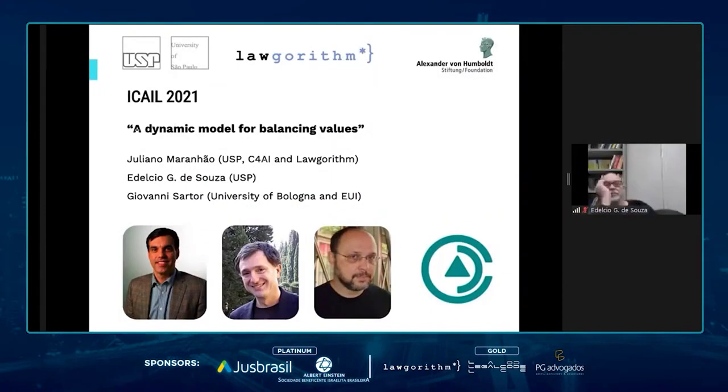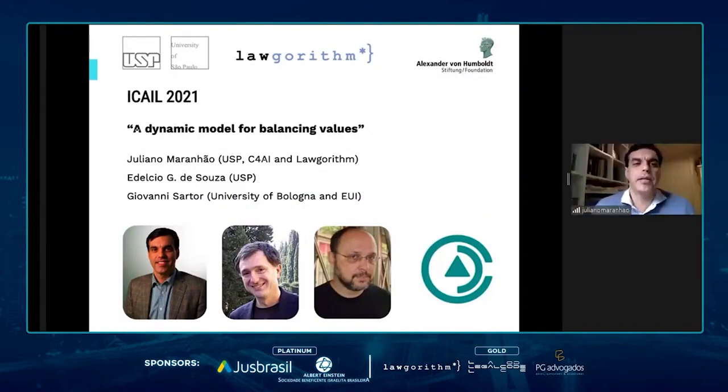The title of the paper is A Dynamic Model for Balancing Values. It's a joint work by myself, Juliano Maranhão, representing the University of São Paulo Law School, the Center for AI at the University of São Paulo, and the Logarithm Institute, and also Edelcio Gonçalves de Souza, a colleague at the University of São Paulo and Logarithm, and Giovanni Sartor from the University of Bologna and the European University Institute.